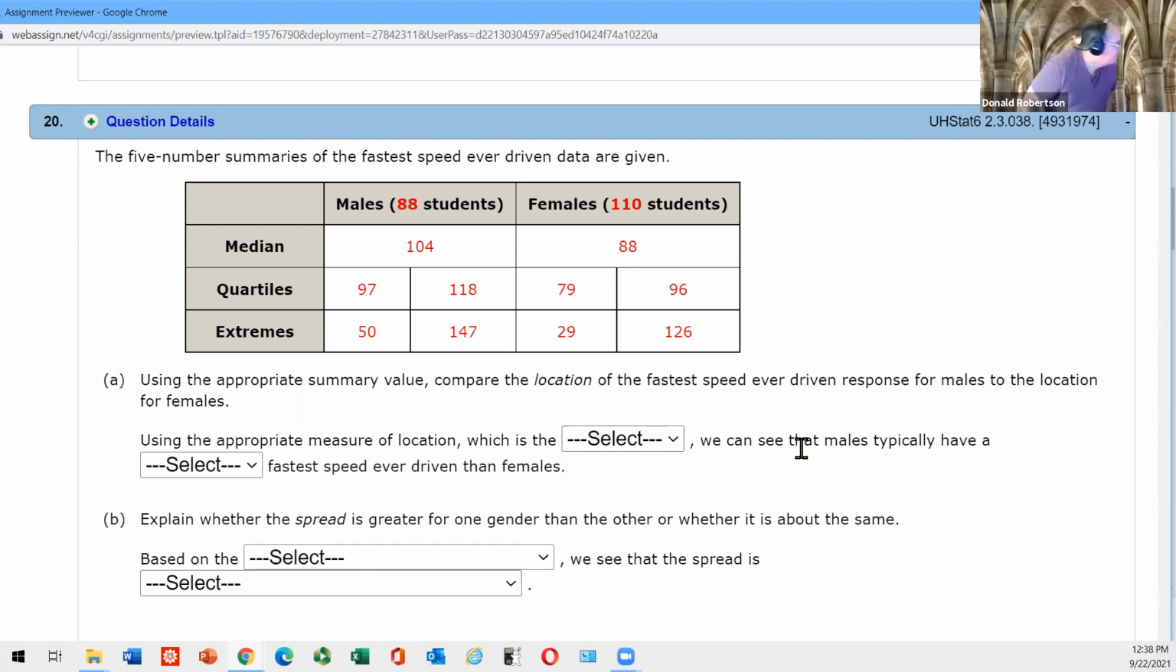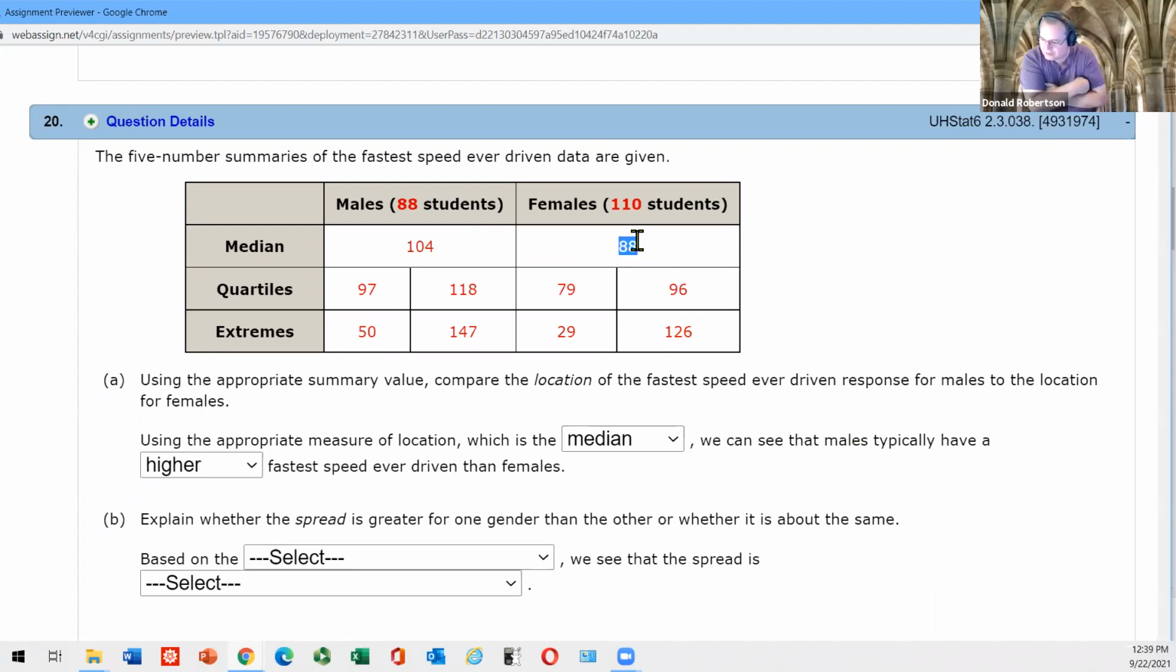Oh God, sorry. Using the appropriate measure of location, we can see that the males typically have faster speeds ever driven than females. Right. Higher, faster speeds. And I'm using the median. The middle for a male was 104 miles an hour. The middle for a female is 88.